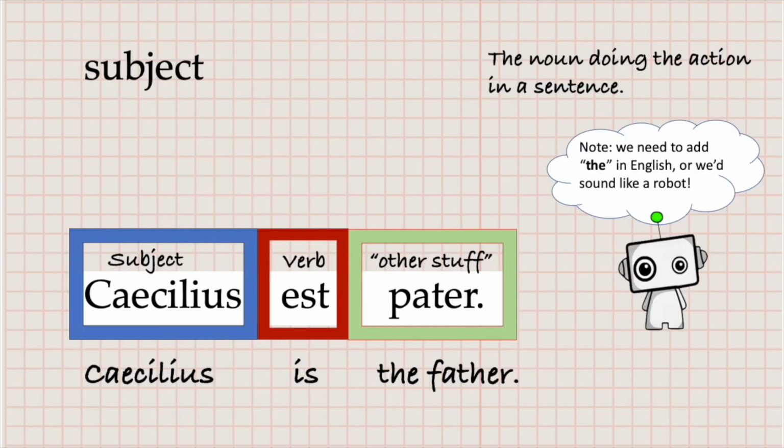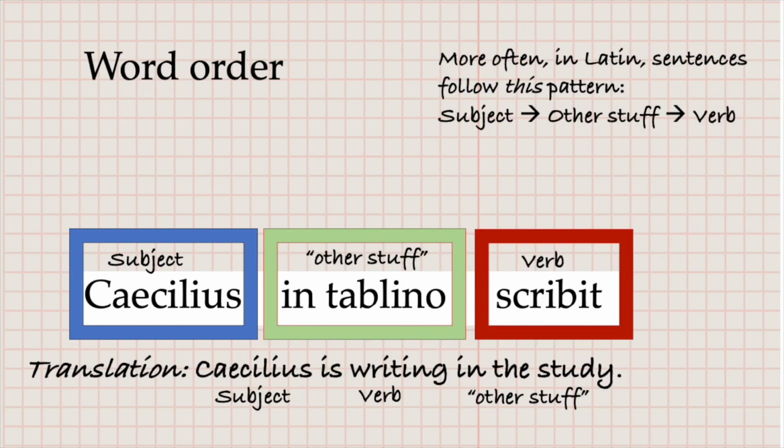Okay then, let's start with a quick recap from last time. First of all, you guys need to remember that the subject of a sentence is the noun doing the action. So, in the example below, Caecilius is the subject of the sentence. Caecilius is the father. Don't forget also, little robots here to remind us that we need to add in the or a to make the English make sense.